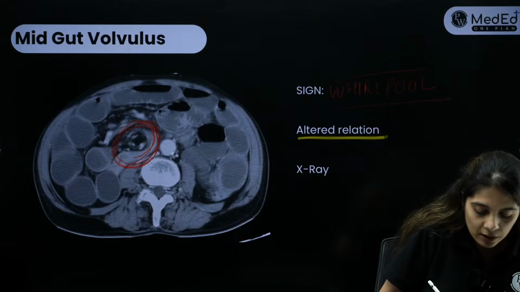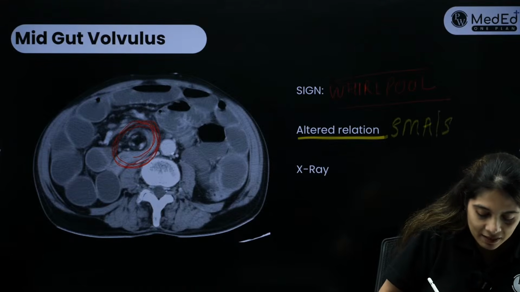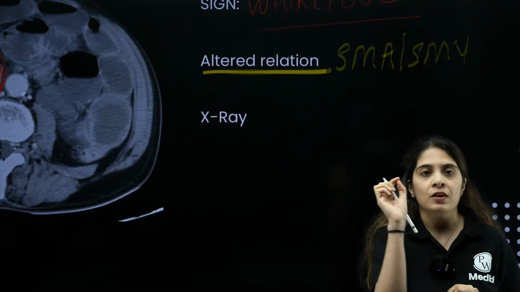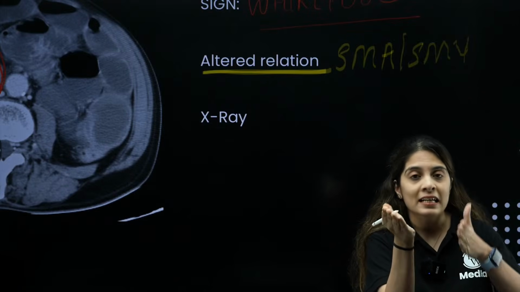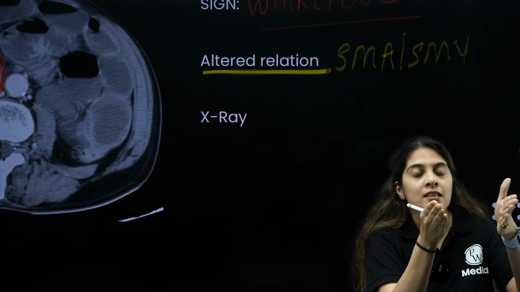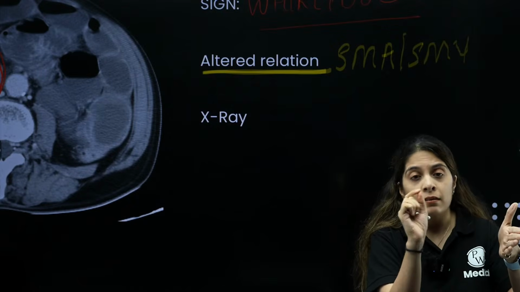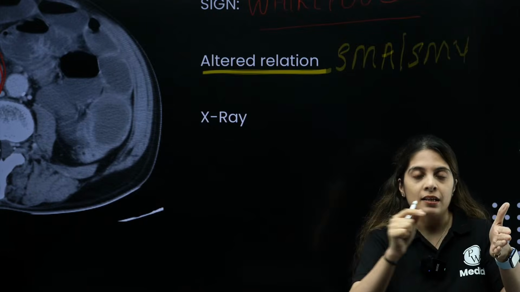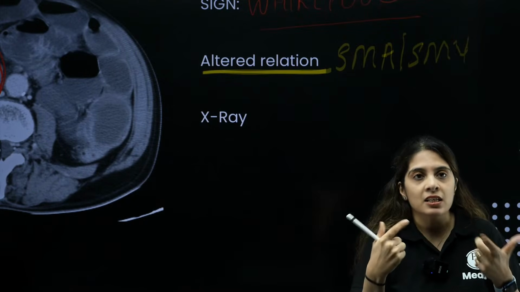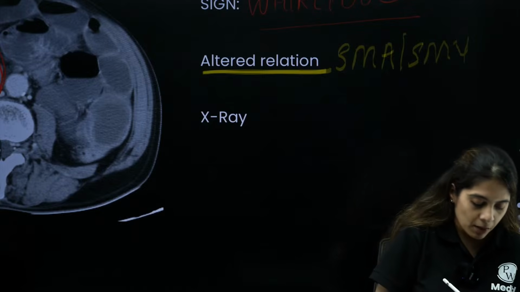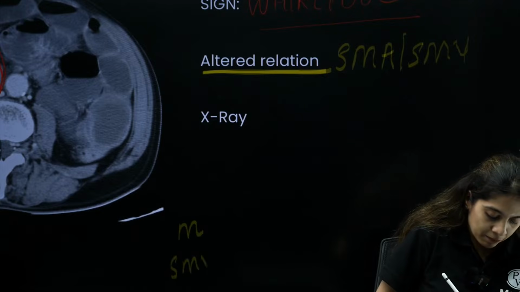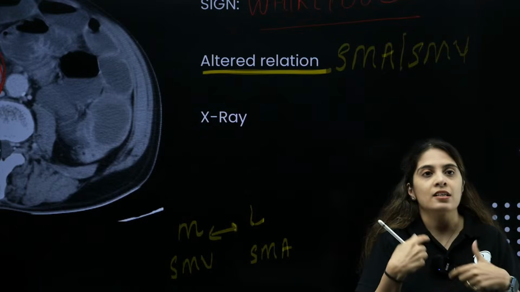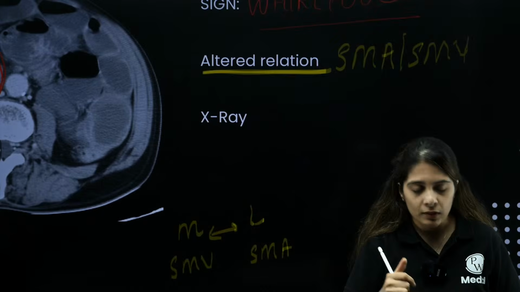What is there? There is an altered relationship of SMA and SMV. Is this any better? SMA and SMV. So there is an altered relation. See, what happens is normally the superior mesenteric vein is present medially, to the right. But in midgut volvulus, what is going to happen? The SMV is going to move towards the left side, and that is why we say that there is an altered relationship. Normally, medially there is SMV, and laterally there is SMA. This entire relationship is altered whenever there is a volvulus, right?